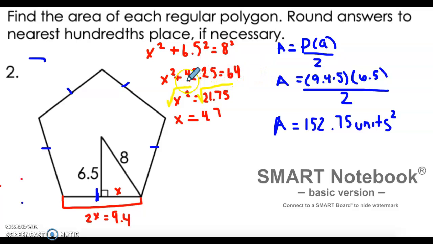You will subtract 42.25 from both sides of the equal sign because remember our goal is to get x by itself. When we do that, we get x squared is equal to 21.75. Then remember the inverse of squaring a number is to take the square root of it. So we're going to take the square root of both sides and we get that x is equal to 4.7.